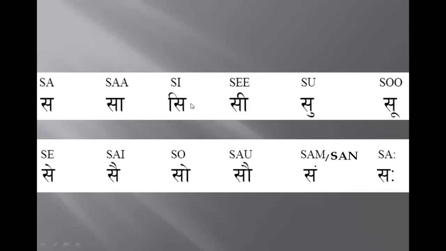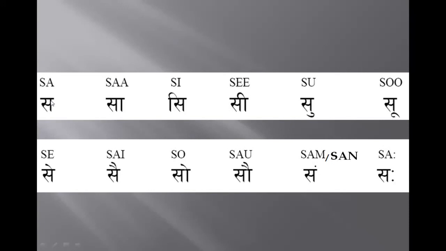Sa, si, su, soo for a longer time, say, so, sau, sum, sun. You can pronounce both. It depends on the situation, which we'll talk about later, when we write names. So you can pronounce it as sun and also sum, depending on the situation.